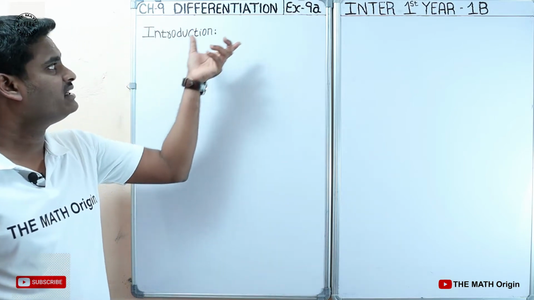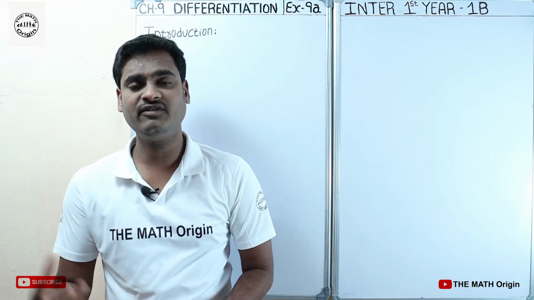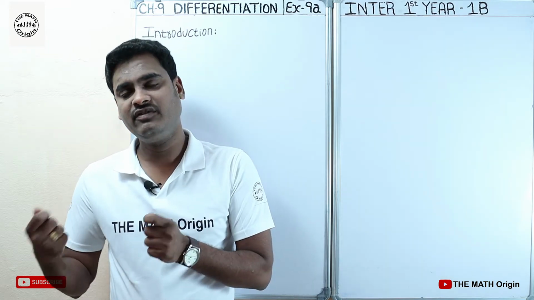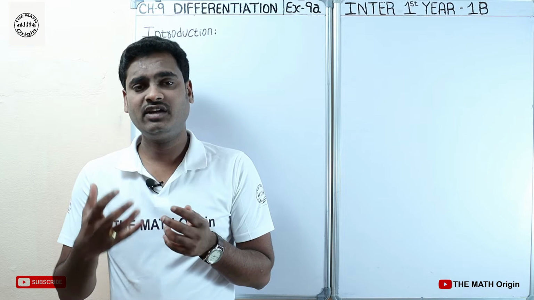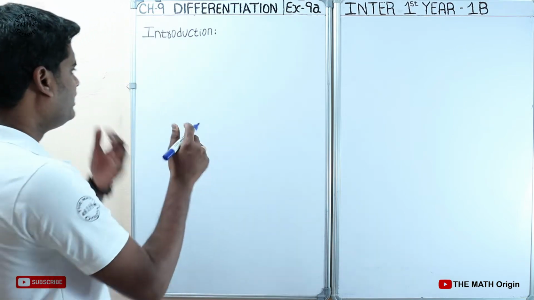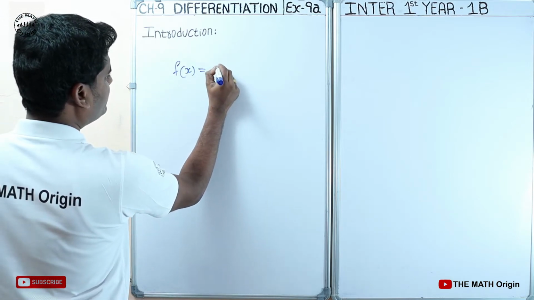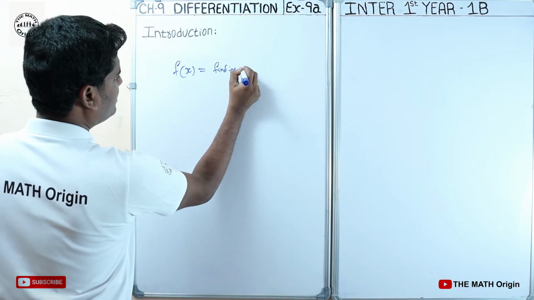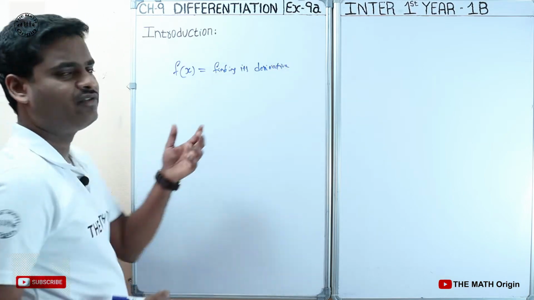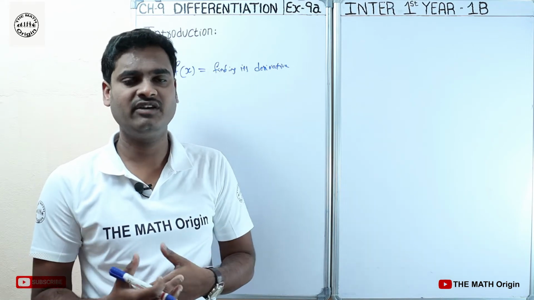Okay, the basic definition of differentiation. Differentiation is finding the derivative of any function. I can say it is the rate of change of one variable with respect to another variable. Example, if we have any function f of x, we find its derivative. There are a few specific standard formulas for the derivative of any function.